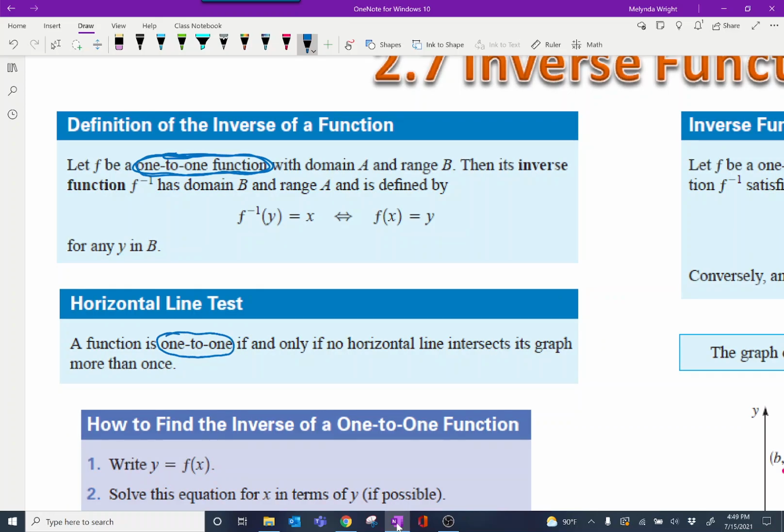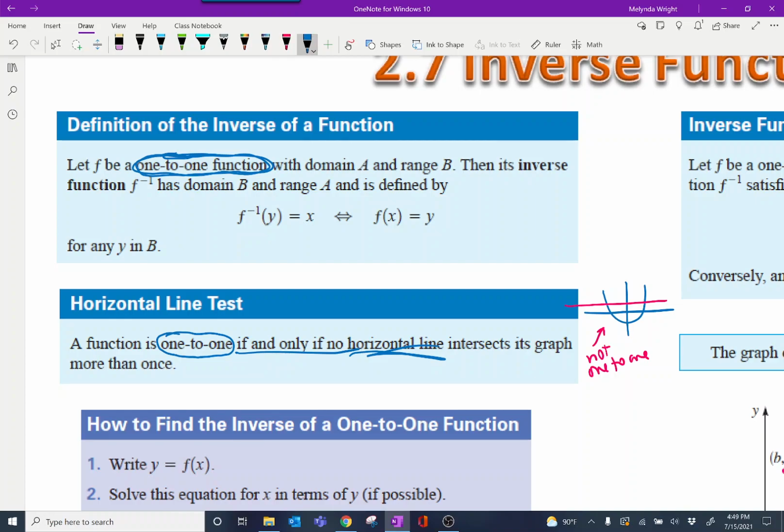A function is one-to-one if and only if it passes what is called the horizontal line test. Let me give you an example. Let's say we look at this function. We know that's a parabola. If we can draw a horizontal line through it and it touches or crosses the function more than once, it is not one-to-one. So this function is not one-to-one.